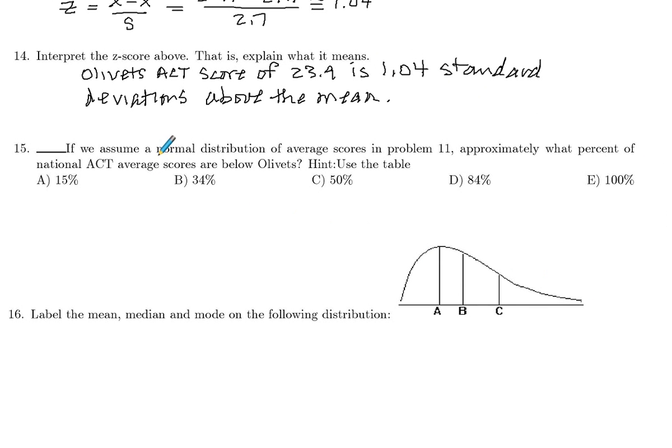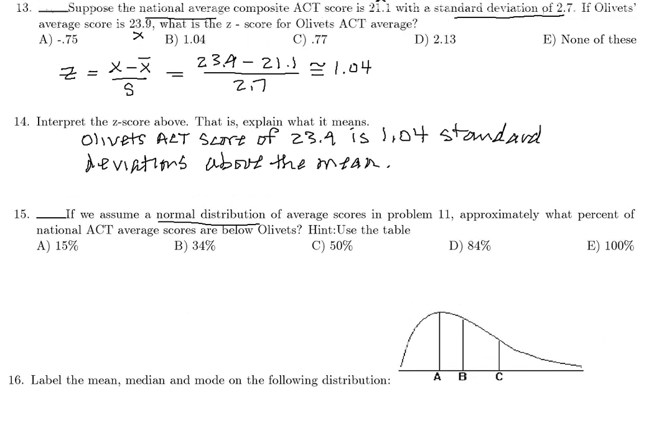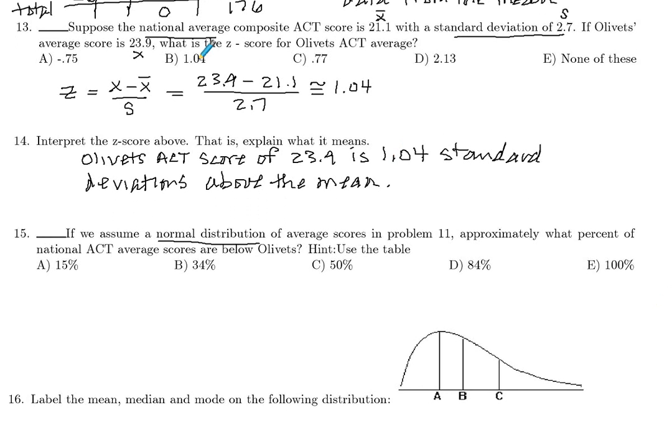So if we assume a normal distribution, so that's the bell-shaped curve, of the average scores in problem 11. Oh, that's the wrong problem number. Problem 13. So the continuation of this problem: then approximately what percent of the national ACT average scores are below Olivet's? And the hint is to use the table.